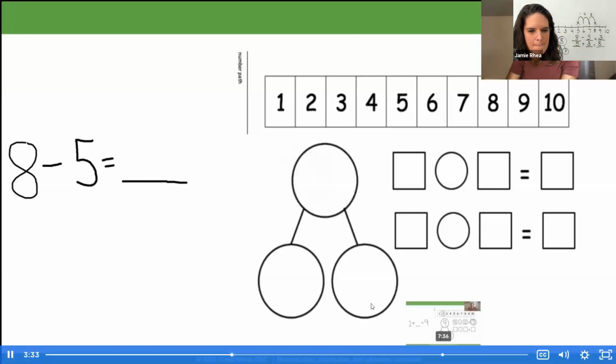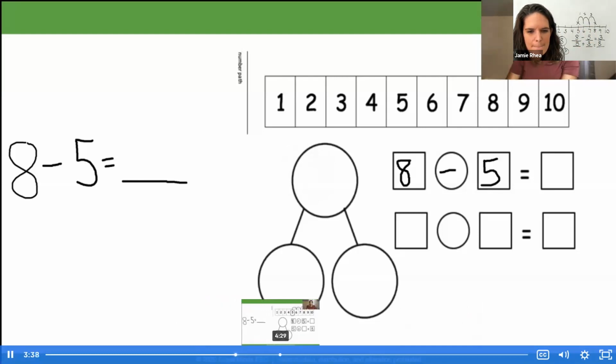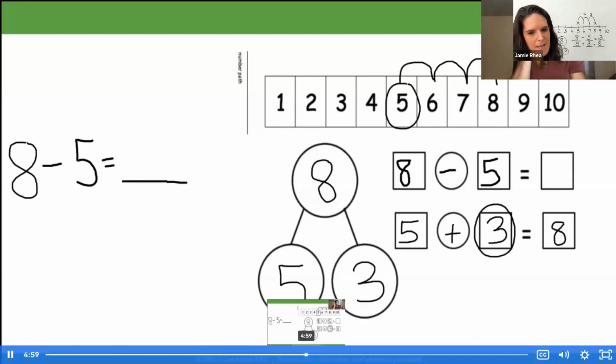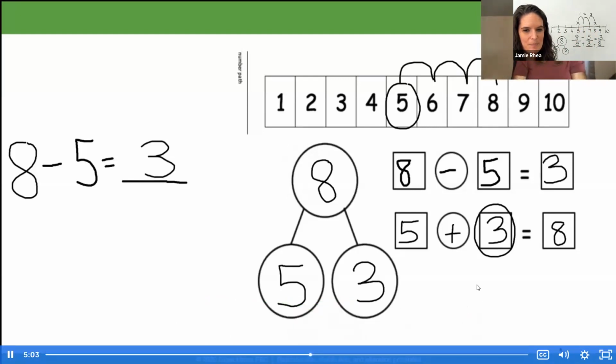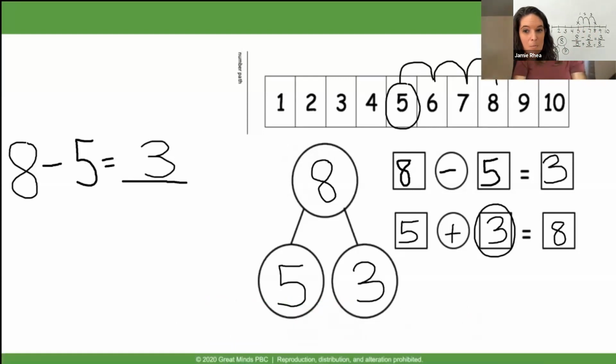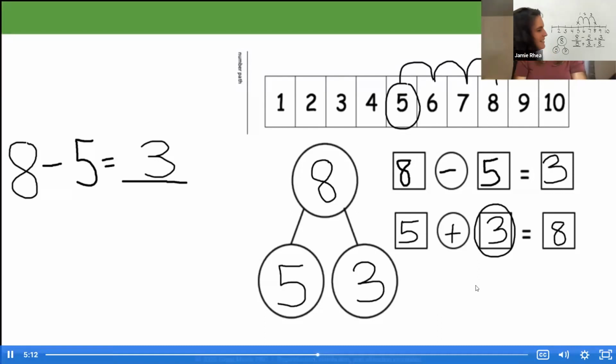All right, let's fast forward a little and double check. When you see a subtraction problem, you can always add instead. Write 8 minus 5 on your board. We're gonna fast forward into an addition sentence. 3. You're right. Awesome job. We were checking our work by using the number path to solve 8 minus 5.